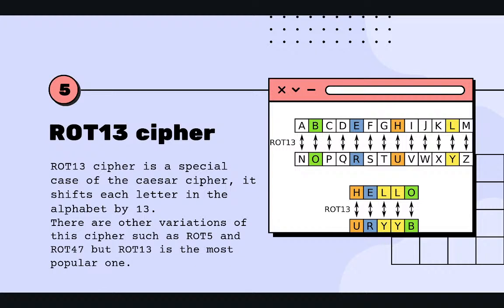Now ROT13 is again a different form of a cipher. It's similar to Caesar cipher in the sense that we apply a shift to each character in the plain text. To encrypt a message in ROT13, you take each character from the plain text and shift it by 13. 13 is the shift, that's why the name ROT13 came.